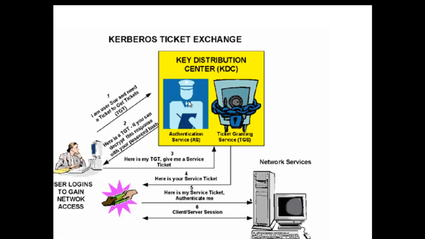If the user is a valid user, then the authentication service is going to send a TGT back to the user. The user's password hash will decrypt that information if the person is a valid user. So when the user gets that ticket from the authentication service, the user then takes the ticket and sends the ticket to the Ticket Granting Service, known as TGS. The Ticket Granting Service will then send what we call a session ticket back to the user.